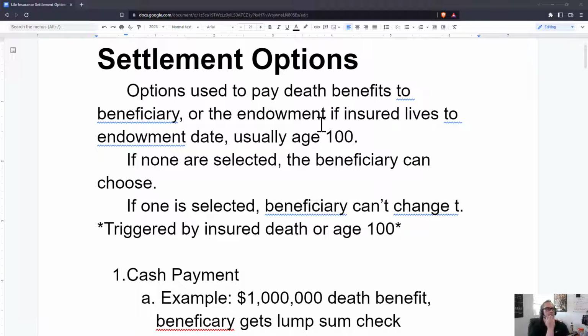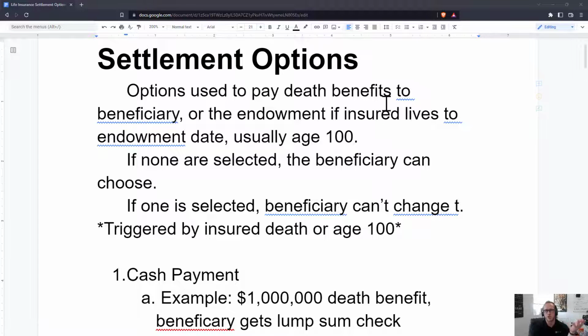So what we're going to talk about are life insurance settlement options. So what this is: when the insured dies and the beneficiary receives the payout for the death benefit, there are a few different ways that this person can receive that money. That's called a settlement option.